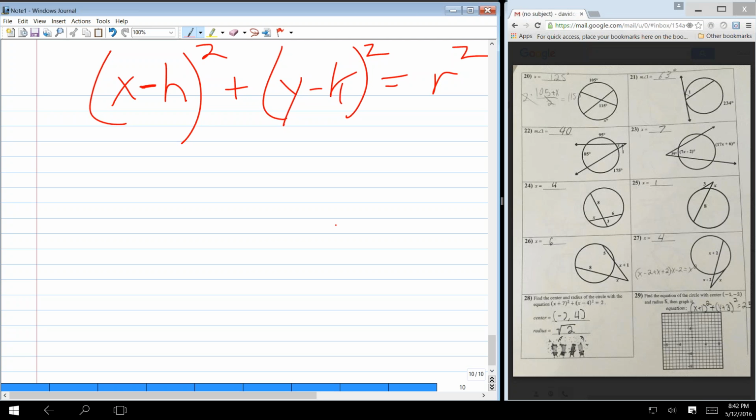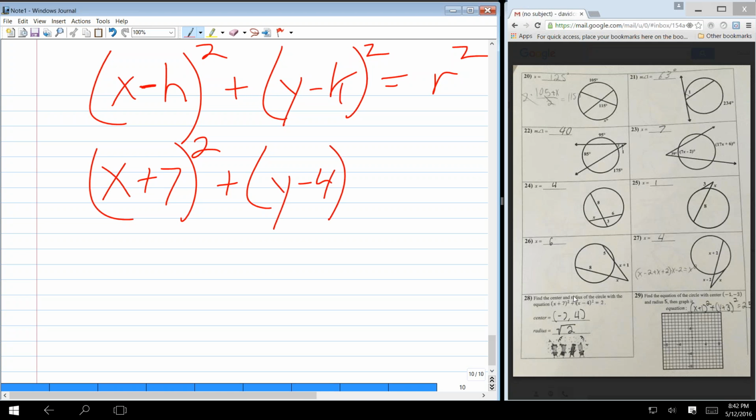Okay? Well, here they give us x plus 7 squared. This is a specific circle. X minus 4 squared is equal to... They meant y minus 4. They meant this to be a y, not an x. Wouldn't make any sense. If it's x, it's not a circle anymore. So it has to be y.